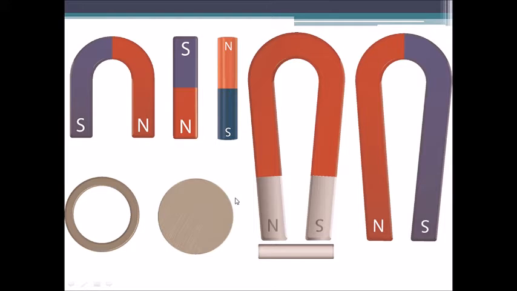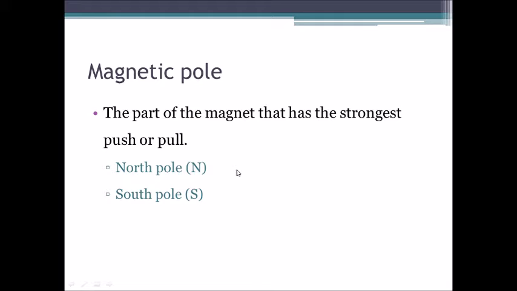Now, look at this picture. There are different shapes and sizes of magnets, and all of them attract objects that contain iron, and all of them have magnetism. Also, all of them have two poles. A pole is called a magnetic pole. What is a magnetic pole? It's the part of the magnet that has the strongest push or pull. So it's the strongest part of the magnet.